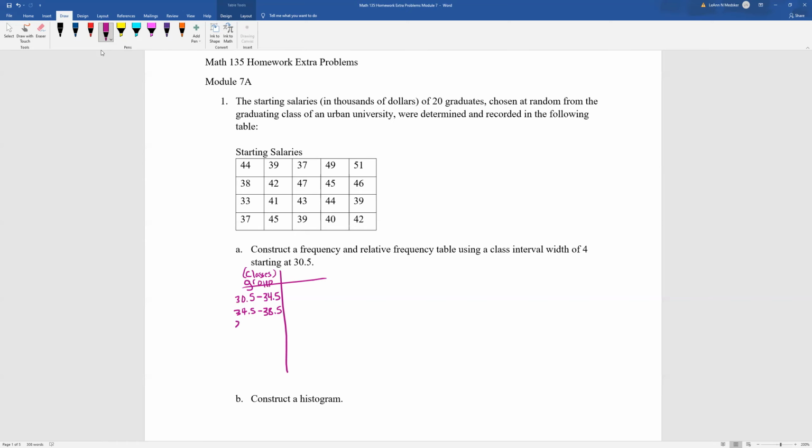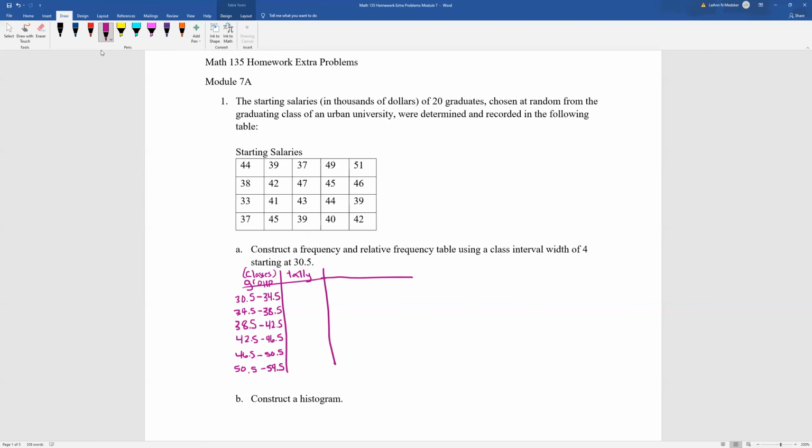So 34.5 to 38.5 includes any salary from 35 to 38, essentially, in thousands. Then 38.5 plus 4 is 42.5. Then 42.5 to 46.5, adding 4 each time, 46.5 to 50.5, and we do have a 51, so we need to go one more: 50.5 to 54.5.